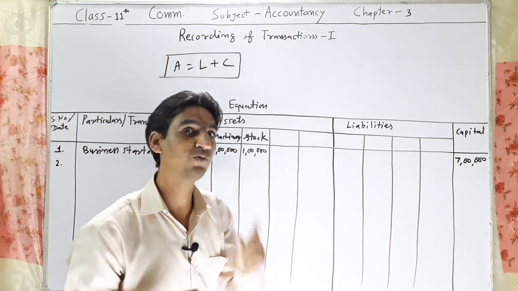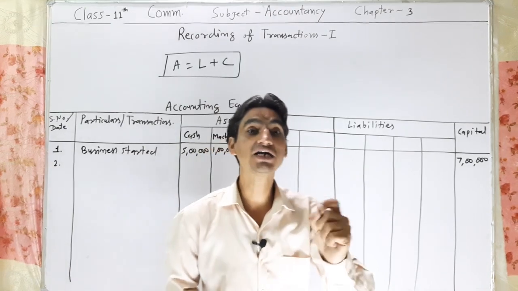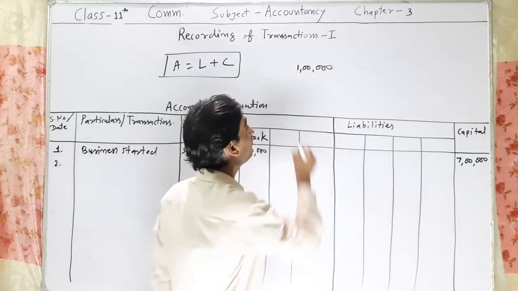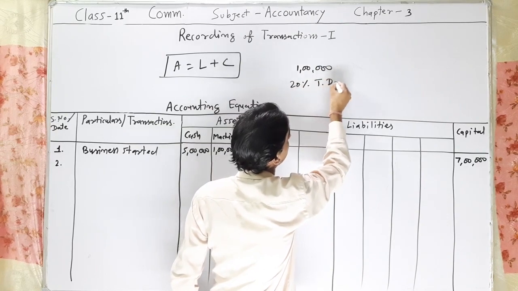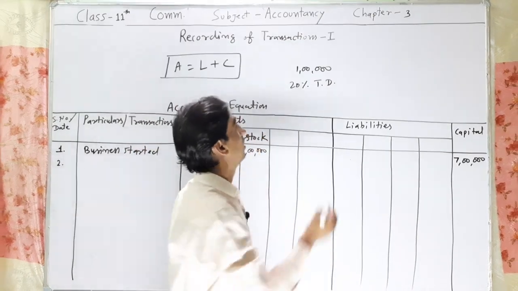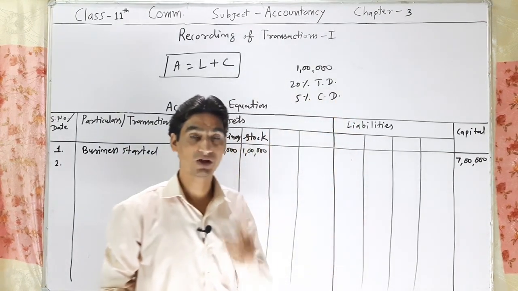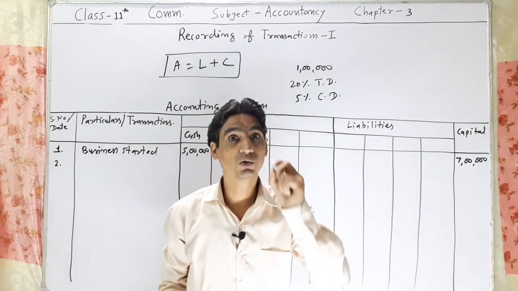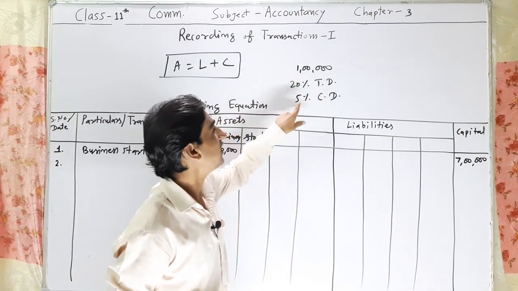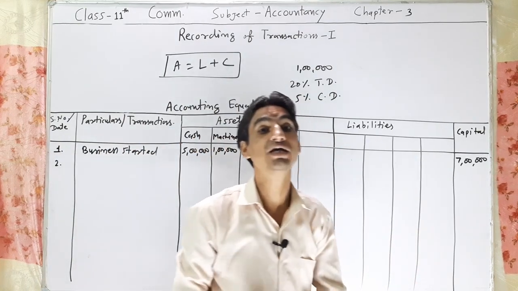The second transaction: goods purchased rupees 1 lakh. Point to be noted here: goods purchased rupees 1 lakh at 20% trade discount and 5% cash discount. Listen carefully to the transaction again: goods purchased rupees 1 lakh at 20% trade discount and 5% cash discount, and 50% amount paid at the time.